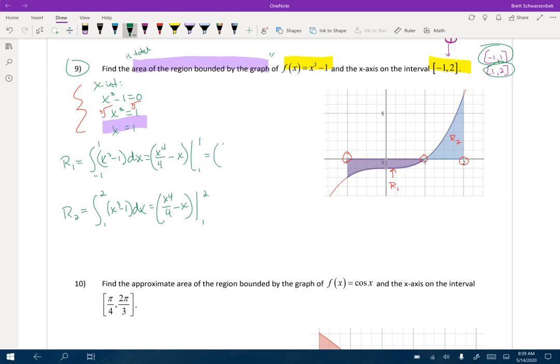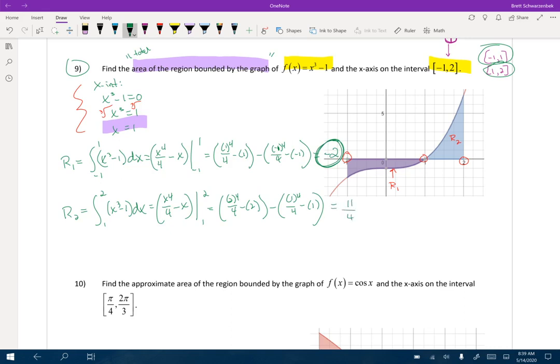So this is going to be 1 subbed in to the fourth over 4 minus 1, minus -1 to the fourth over 4 minus a -1. A little sloppy. Okay, this one over here is going to be 2 to the fourth over 4 minus 2. And this is going to be, again, 1 to the fourth over 4 minus 1. Okay, if you do all of this math, for this one you're going to get -2. Okay, for this one, you're going to get 11/4.